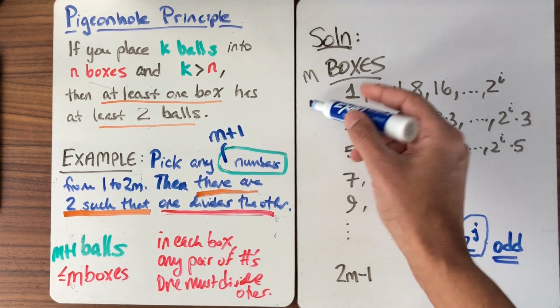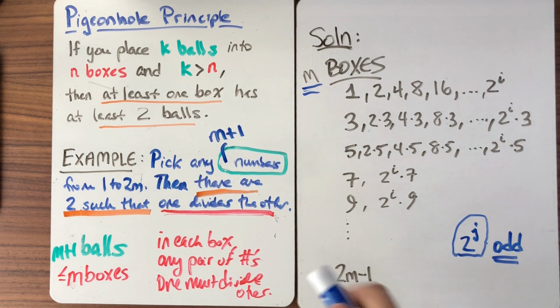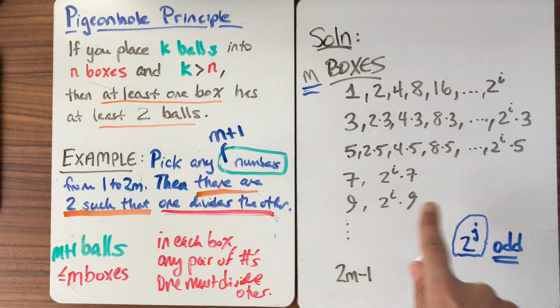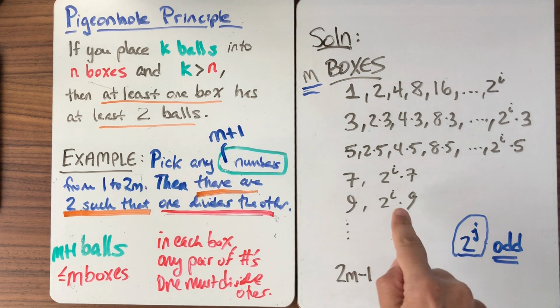And how many boxes do I have? Well, I still have just m boxes. So by the pigeonhole principle, if I choose m plus 1 numbers, then I have to choose 2 from the same list. And those 2, because the way I've described them as increasing powers of 2 by multiplying them, every pair of numbers in the same row, one of them will divide the other. So we can solve this general problem.